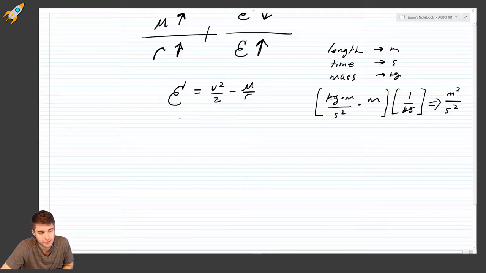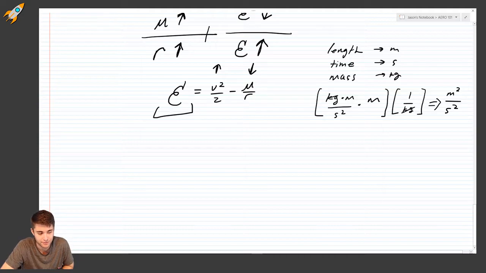Again, orbital energy is constant, right? Which means that if I increase velocity, what happens to the position vector? In order for this to be constant, if this parameter goes up, then this parameter would have to go down, because we need this to be constant.